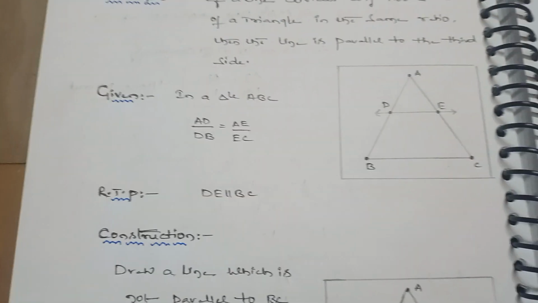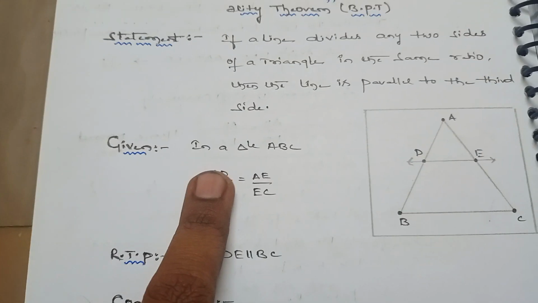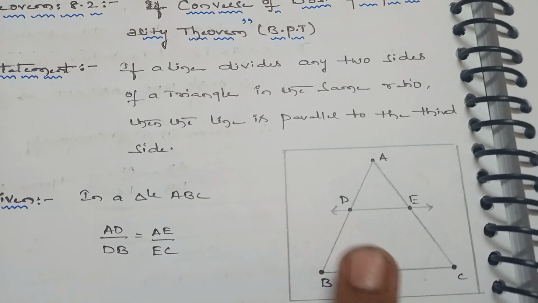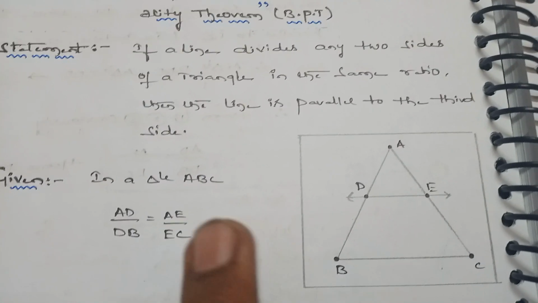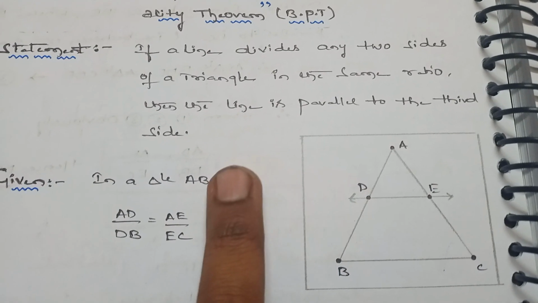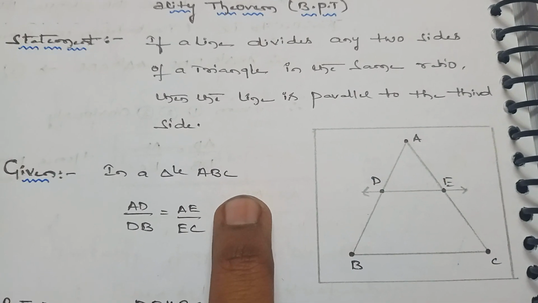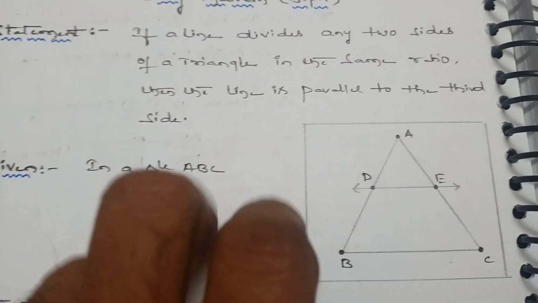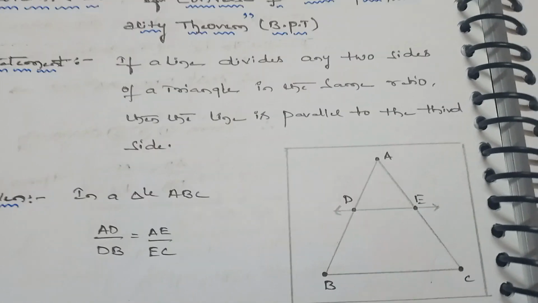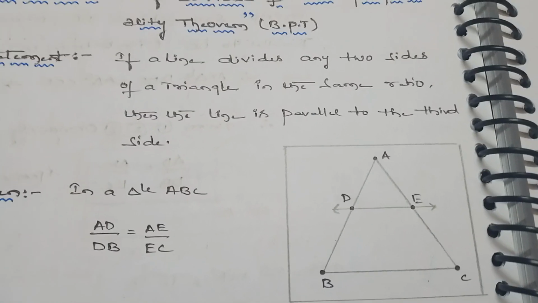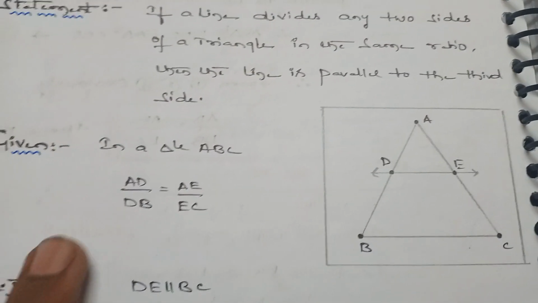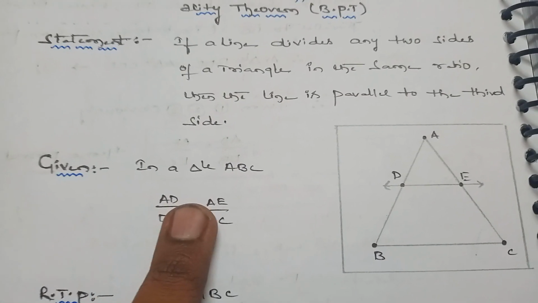Then first write down what is given in the question. Did you understand the statement? If a line divides any two sides of a triangle in the same ratio, then that line is parallel to the third side. That is the statement. According to the statement I have drawn the figure. The figure will be the same for BPT and its converse, but the proof will be different, guys.